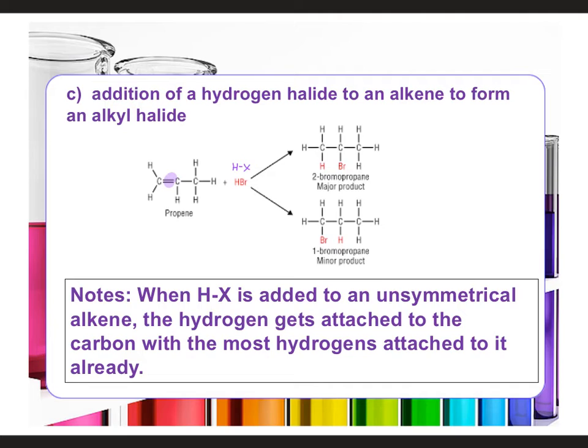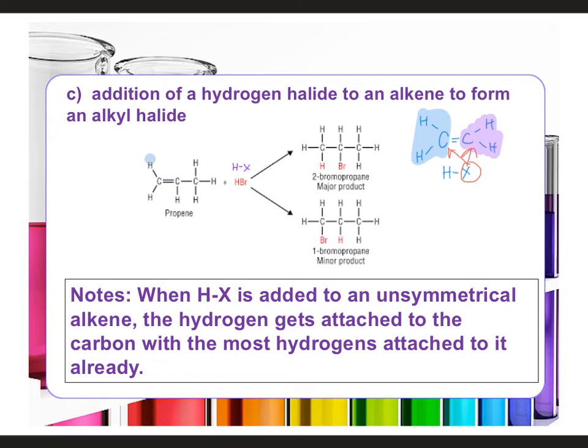An example of a symmetrical alkene, the simplest one, would be ethene. And when we add the hydrogen halide, HX for example, it doesn't matter, because this group is the same as this group. It doesn't matter which carbon gets the halogen and which carbon gets the hydrogen because they're the same. So the halogen could join onto this carbon or it could join onto this carbon. It doesn't make any difference.